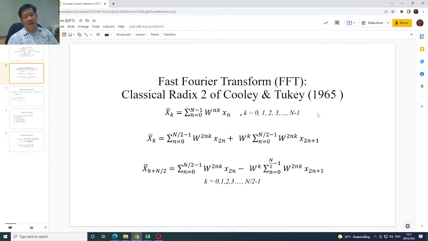But the idea from way back in 1965, what we call the Radix-2 of Cooley-Tukey, can help accelerate the speed of this DFT to what we call n log base 2 of n, where capital N is the number of data, so it's reducing from n times to just log n base 2.